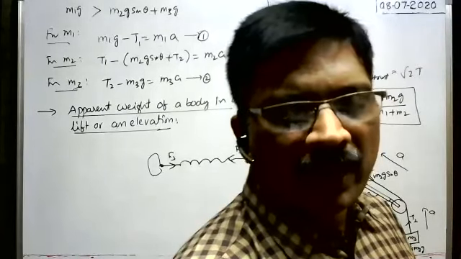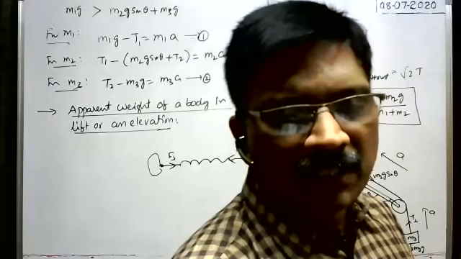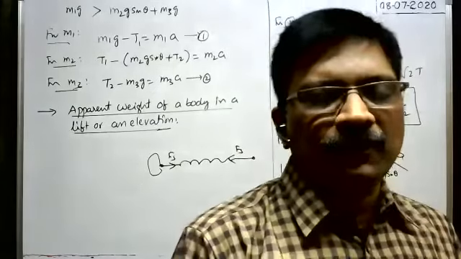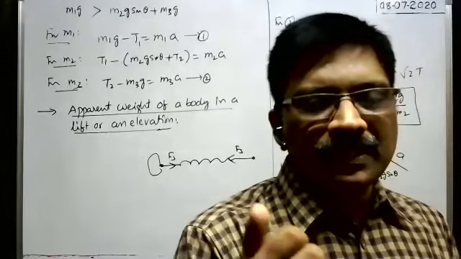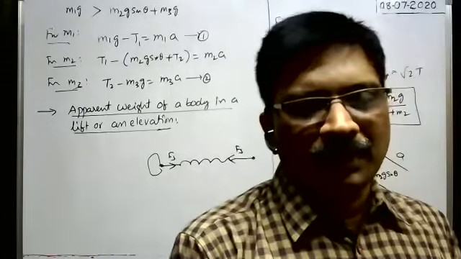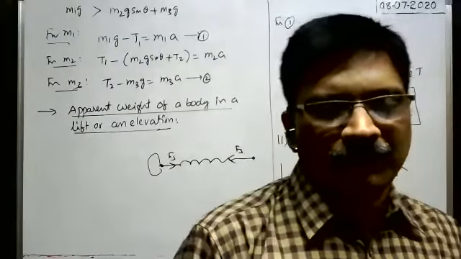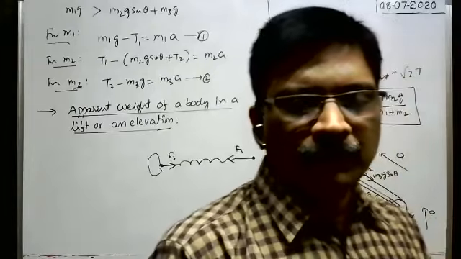Mass means it is a quantity of matter. Weight means it is the gravitational force acting on the body. Weight means gravitational force, which means mg. Weight means mg. Mass means m only. Mass is the quantity of matter. Weight is the gravitational force acting on the body, which is equal to mg. Okay. Right.